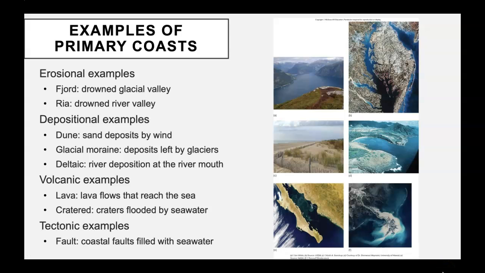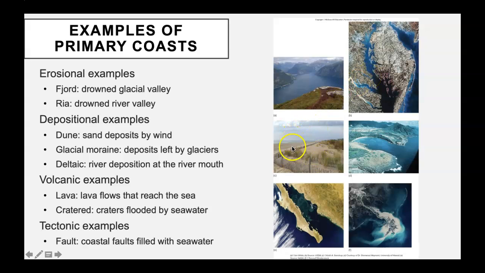So we can classify these primary coasts even further by saying that the processes are erosional, depositional, volcanic, or tectonic. And here, this first example is the fjord, a U-shaped valley that's been flooded. And so that's an erosional remnant of glaciation, and now it's at the coastline. And here we have a drowned river valley.